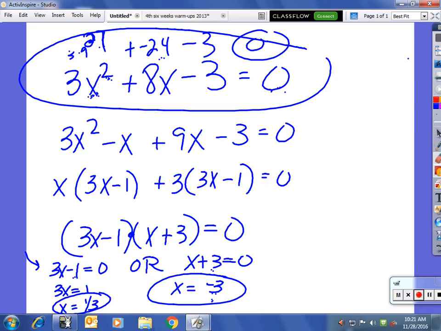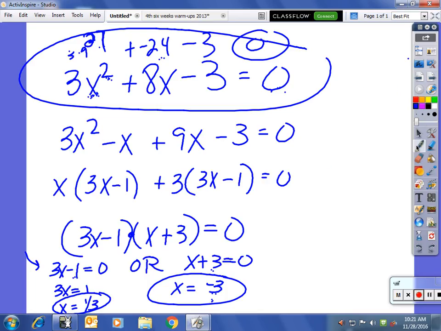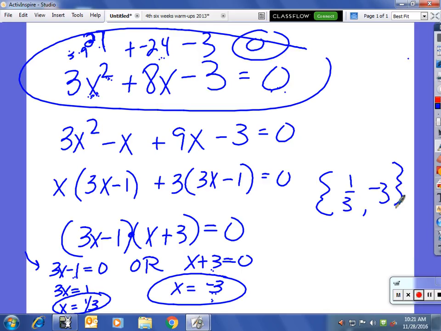Okay, here's how you write your answers then. You can just write it like I did. X equals 1/3 or x equals negative 3. Or in a set notation, {1/3, negative 3}. Those are the zeros of the function. If I put in those two values, I'm going to get back a 0. Or you could put it as points. (1/3, 0), comma (negative 3, 0). Yeah, you could put the negative 3 first and the 1/3 second.